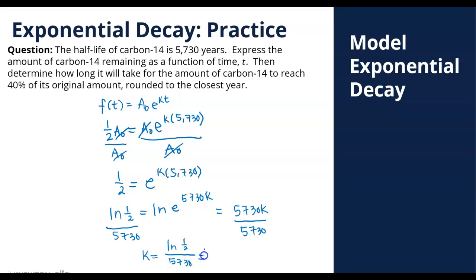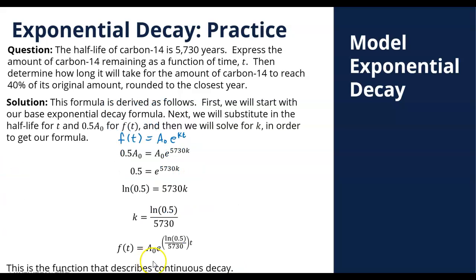Now, you can also apply the properties of logarithms here. You can write ln of 1/2 as ln 1 minus ln 2, and ln 1 is equal to 0. So therefore, we have negative ln 2 all over 5,730. So our k, this growth or decay constant, is equal to negative ln 2 over 5,730.